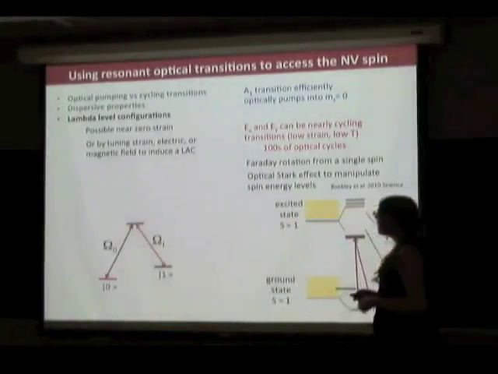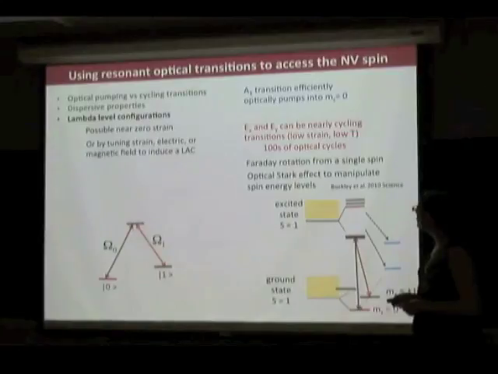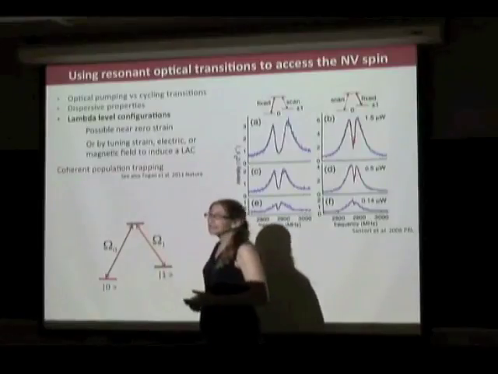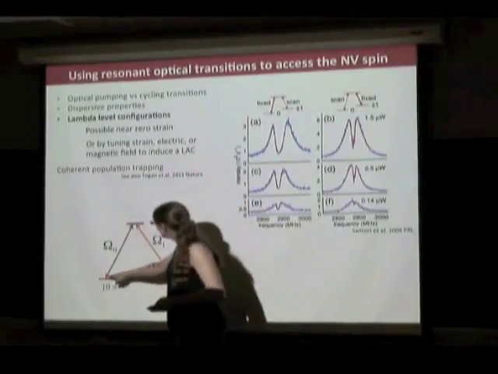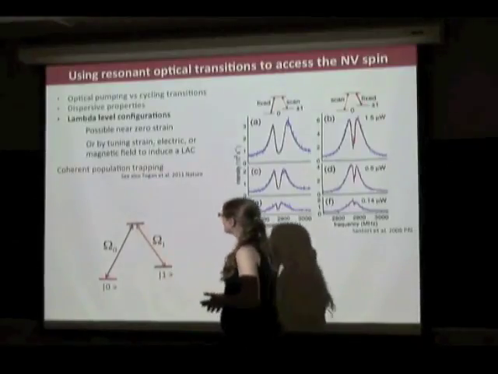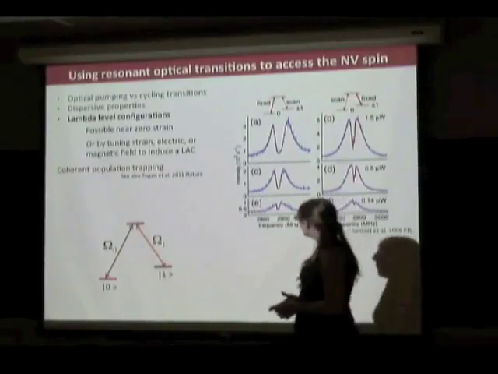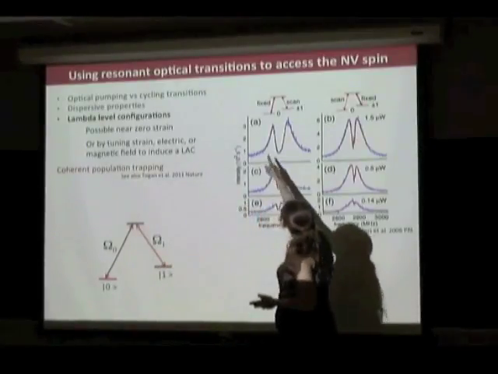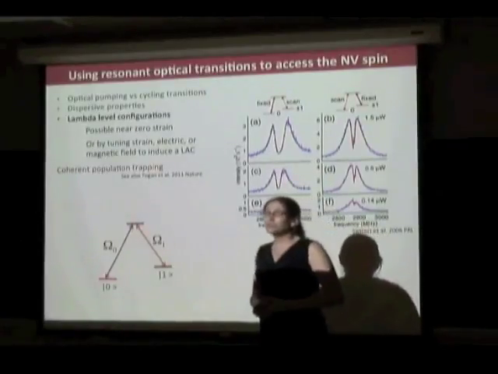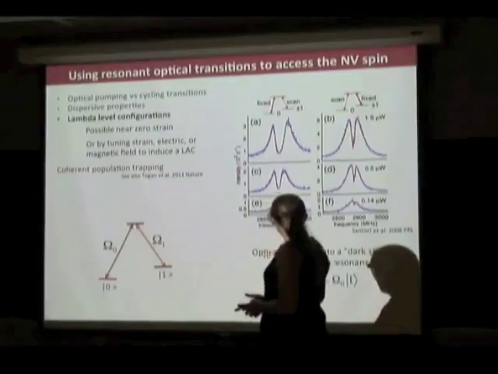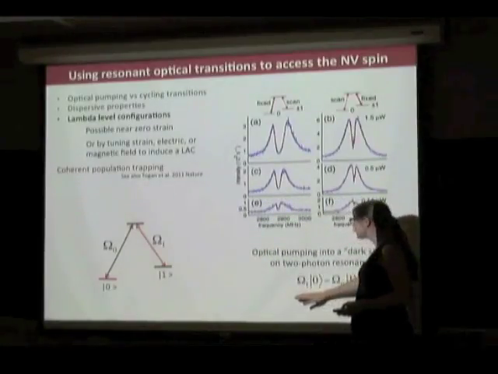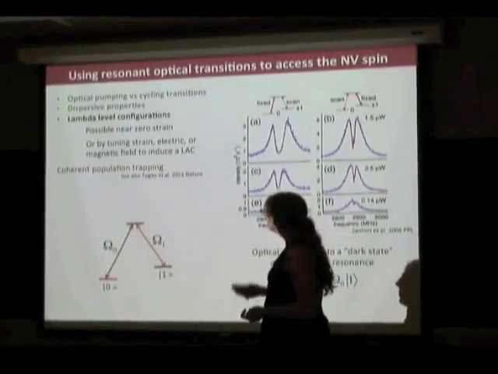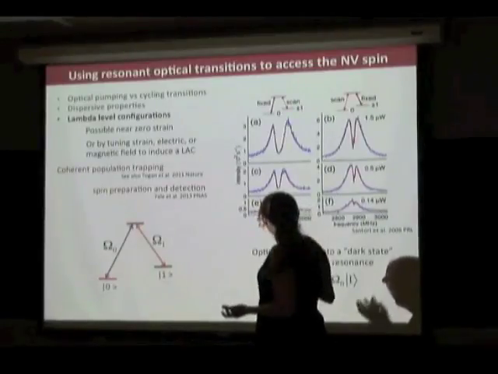For example, you can use a lambda level configuration to do coherent population trapping by applying resonant light on both of these transitions with phase-locked lasers. What happens when you're exactly on 2-photon resonance with these two lasers is that you optically pump the spin into the superposition of the ground states that no longer interacts with the two lasers. This is observed as a reduction in fluorescence associated with the 2-photon resonance condition. In other words, it optically pumps the spin states into a coherent superposition that's set by the amplitude and relative phase of your lasers. And this allows you to do things like prepare and detect the spin in an arbitrary basis.